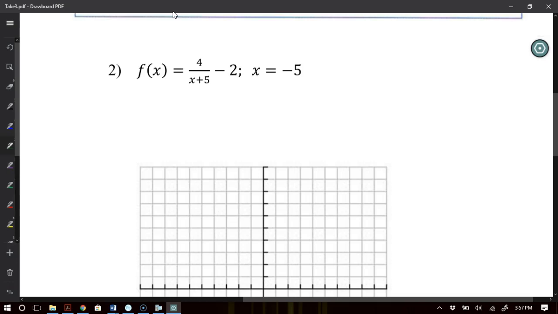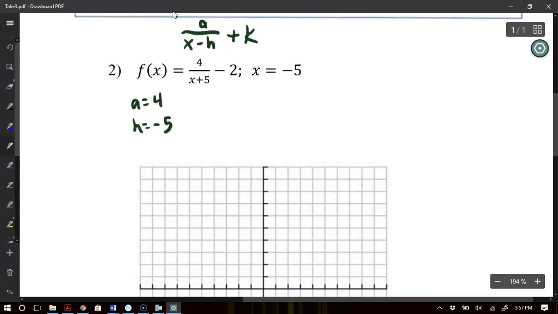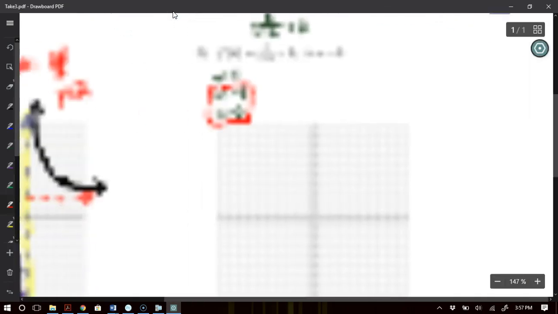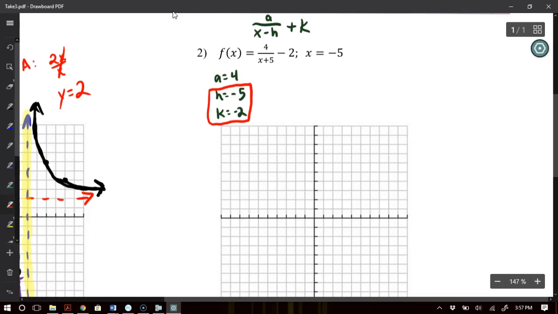So in this case, this looks like a transformation setup for me, and I love transformation of rational functions, so we're going to kind of do the same idea. So in this case, my a is 4, my h is -5, and my k is -2. Remember the little hint I gave you guys when we first graph with transformations? H comma k is the intersection of your asymptotes. So -5, -2 is where my asymptotes intersect.